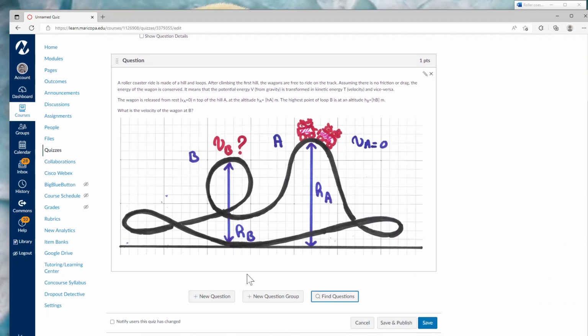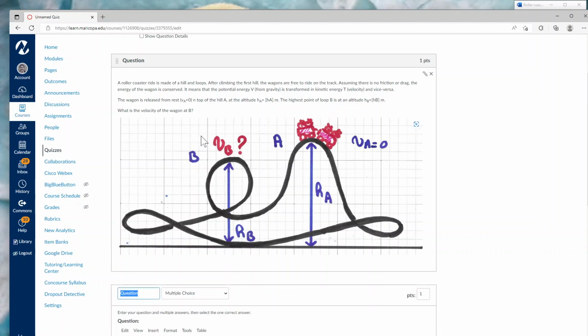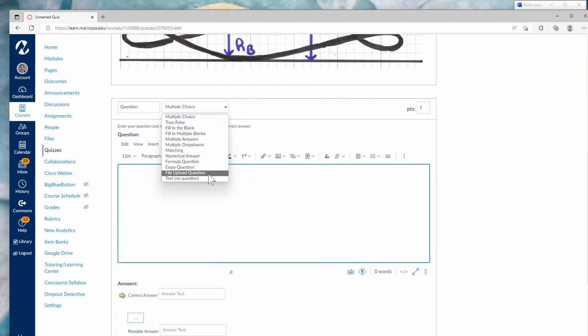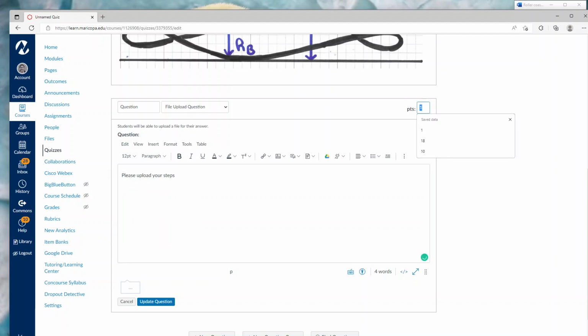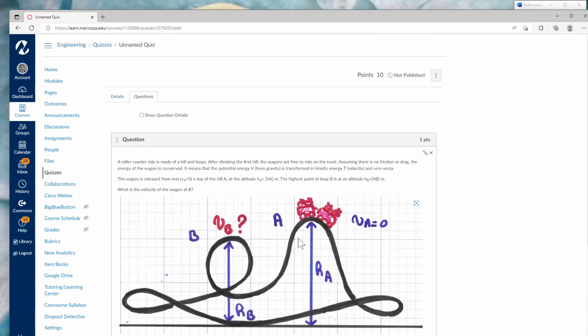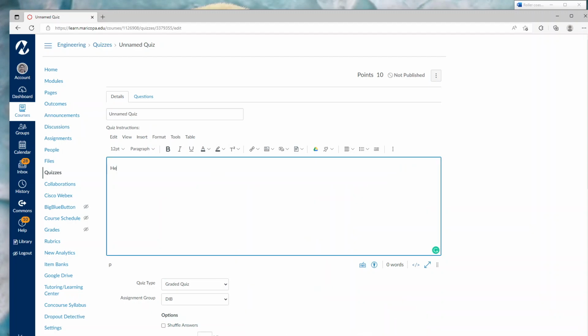And I usually add a question that says, please upload your steps, so I can see their steps, so that I don't grade them only on the final answer. So I click new question, and I have the question with a file upload, and I say, please upload your steps. And let's say the first question is worth 1 point. This one will be worth 9. Update questions. And here is the quiz.